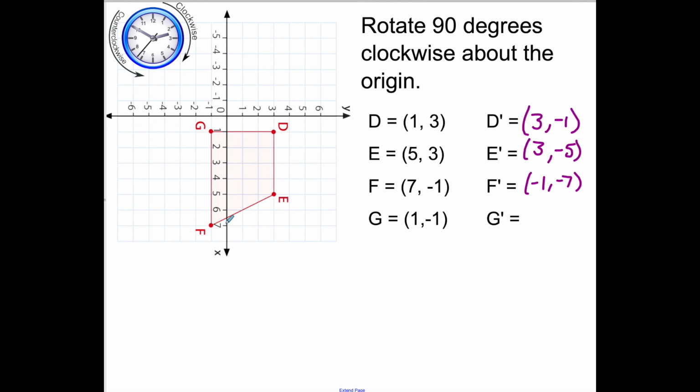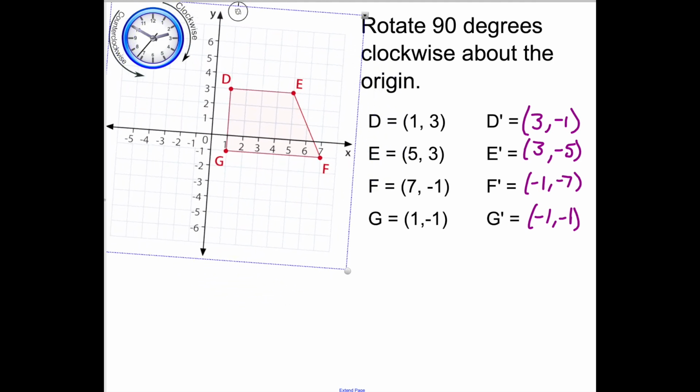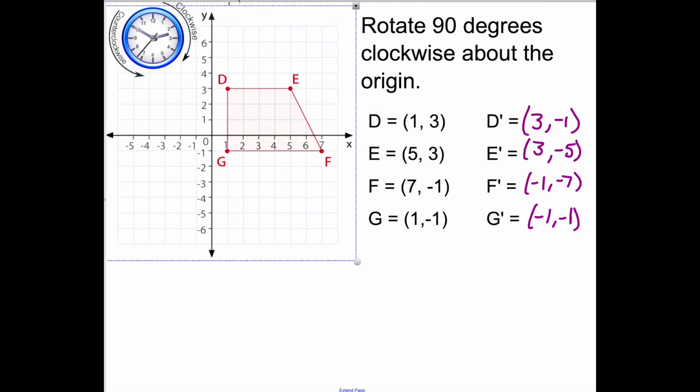So this looks positive, but again, these numbers are negative y's in this case. And G goes to negative 1, negative 1. Okay, and again, I'm using my little clock tool here to help me out. All right, now I'm done. I have my points. I rotate back, and now I'm going to go ahead and plot my new points. Okay, so D goes to 3, negative 1.